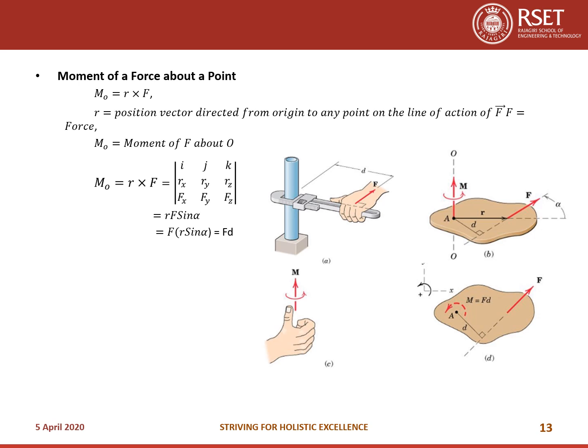So let us consider the moment in case 1, wherein there is a pipe and one person is trying to rotate that pipe. The lever arm is d and F is the force that is acting. F is perpendicular to this pipe, right? The perpendicular distance is d. So we know M is equal to r cross F, or you can write it as r F sin alpha, or F into r sin alpha.